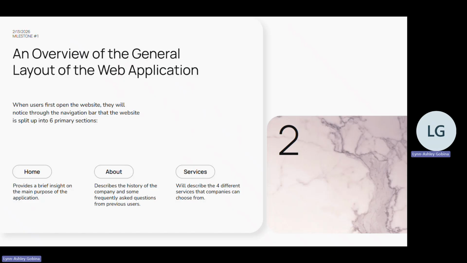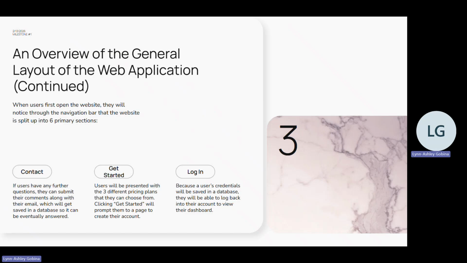Next, we have the About tab, which will go into the brief history of Bright Tech Solutions, as well as covering some frequently asked questions that previous users have had in the past, in hopes of encouraging new users to learn more about the company through others. Next, we have the Services tab, which will be used to describe the four main services that the companies can choose from in receiving help. And those services include IT management, sustainable tech consulting, cybersecurity and risk management, and UX/UI design.